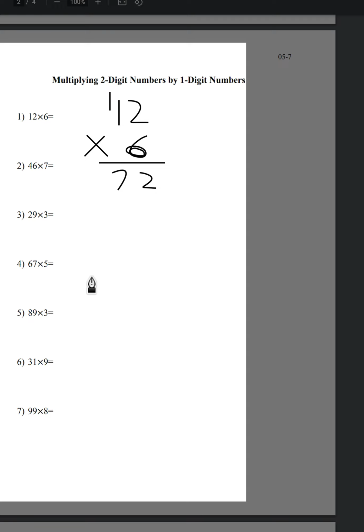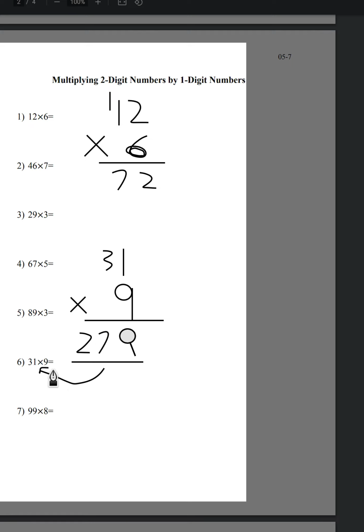Did I say 6? Yeah, I think I did. So 31 times 9. So 9 times 1 would be 9. Okay, we're gonna pretend this is a 9 now. And 9 times 3 would be 27. So this would be the answer for 6.